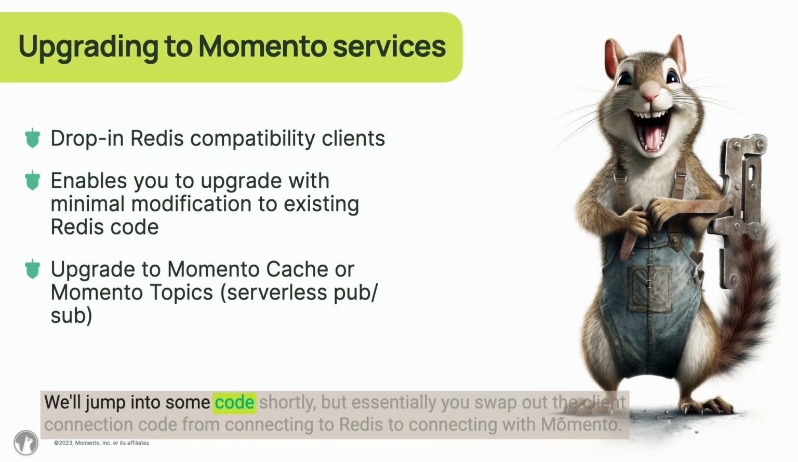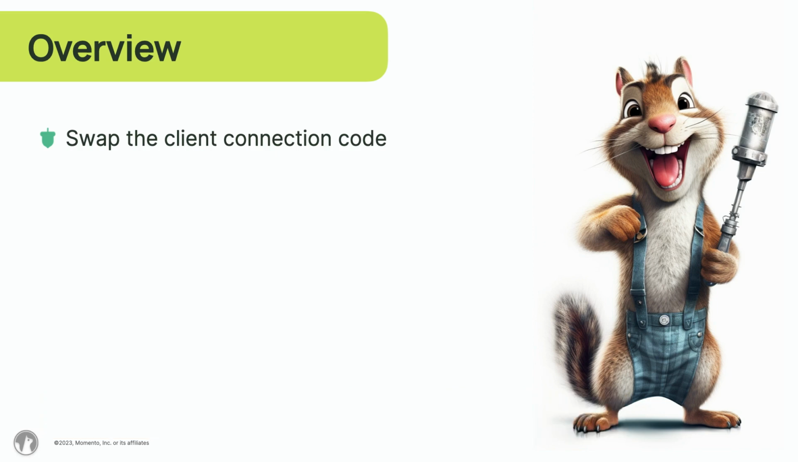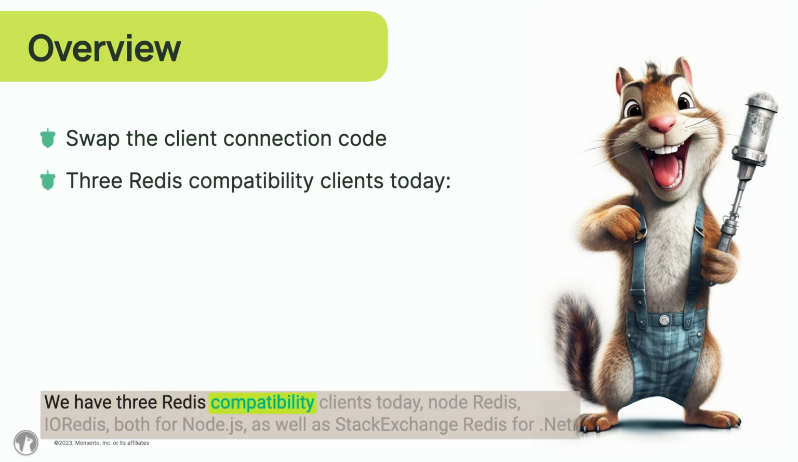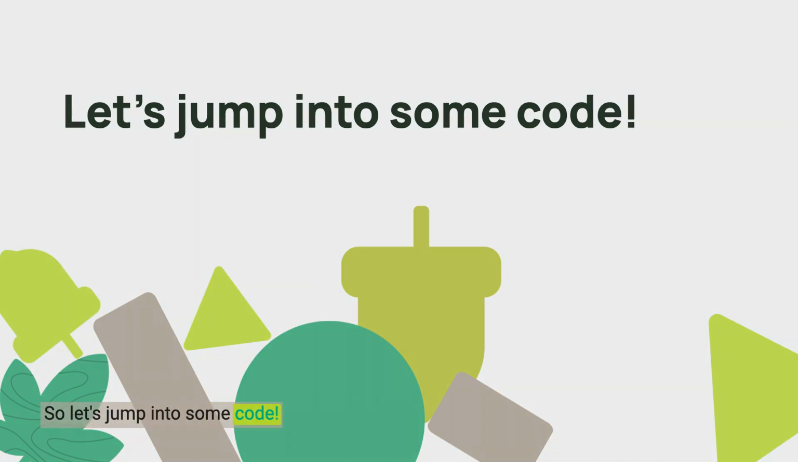We'll jump into some code shortly, but essentially you swap out the client connection code from connecting to Redis to connecting with Momento. I'll show you exactly how to do this. We have three Redis compatibility clients today: Node Redis, IO Redis, both for Node.js, as well as Stack Exchange Redis for .NET. So let's jump into some code.